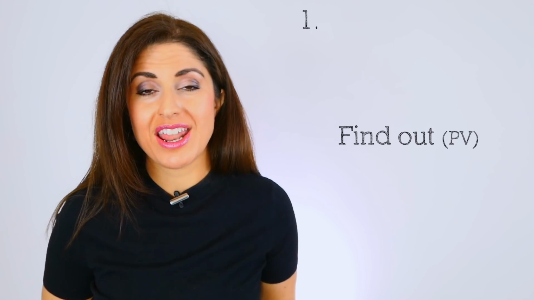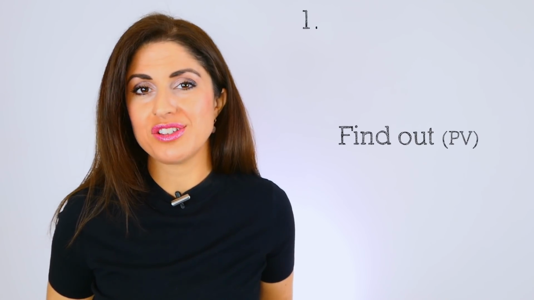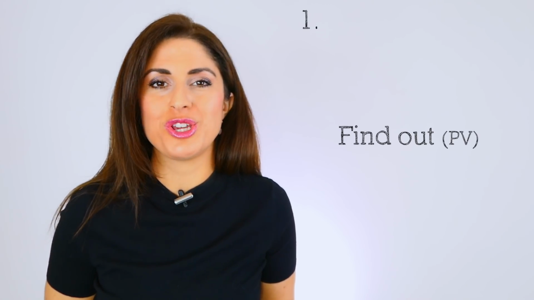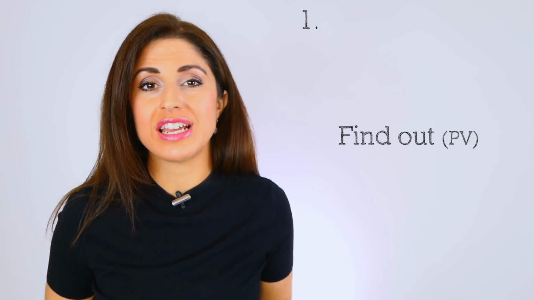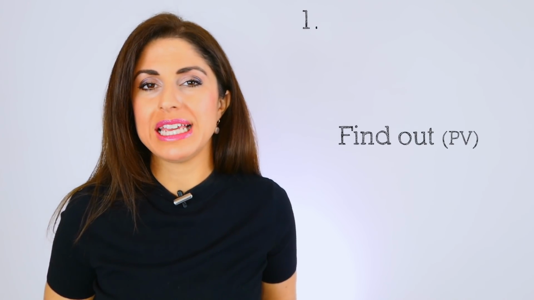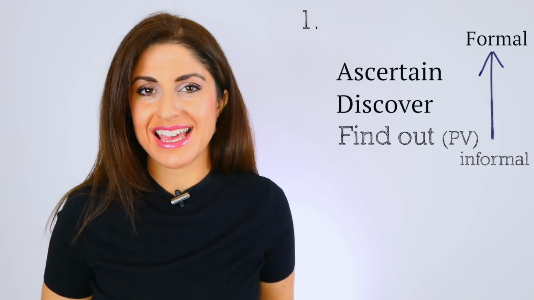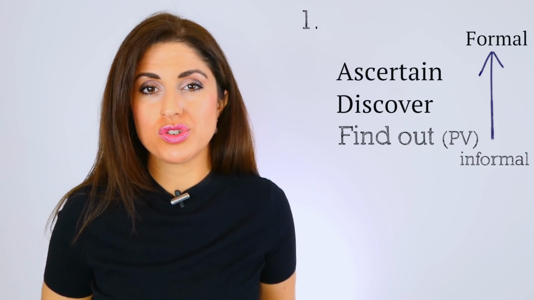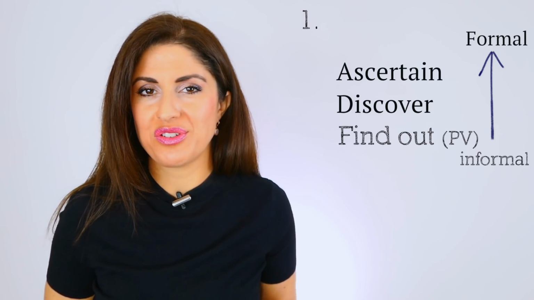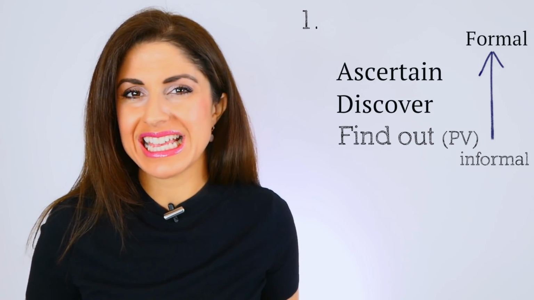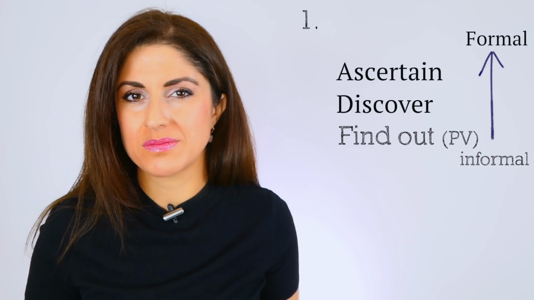Find out. Now find out is of course a phrasal verb and it is very commonly used in English. She wanted to find out his number. However, in formal English, discover or ascertain. Ascertain. Discover would be more neutral, ascertain would be very formal. I need to ascertain exactly what was said in the meeting.